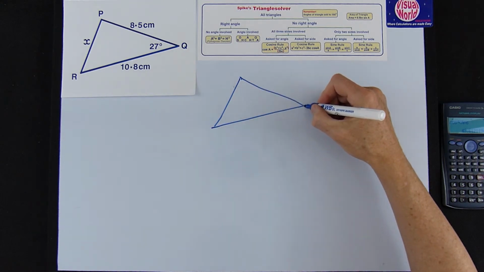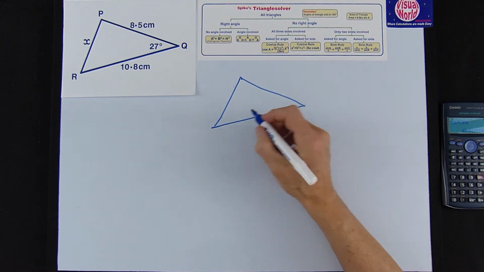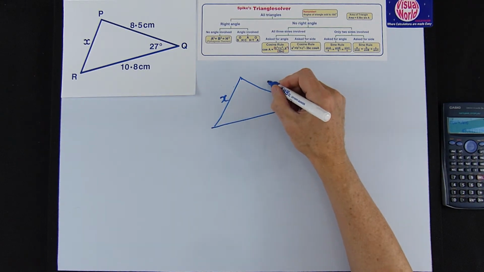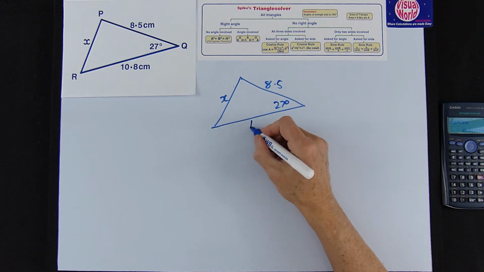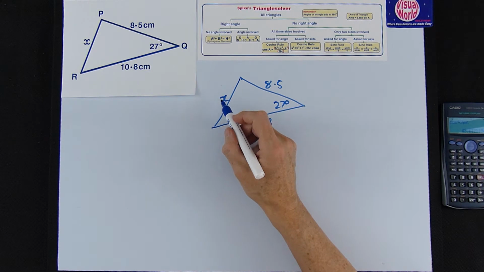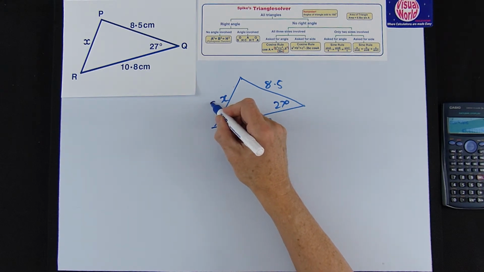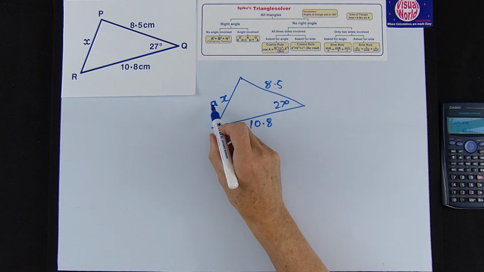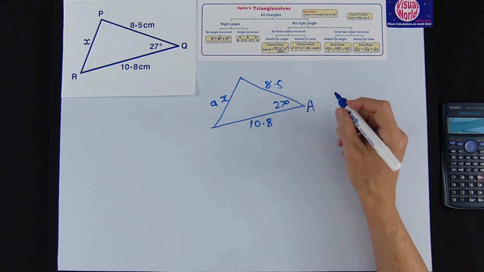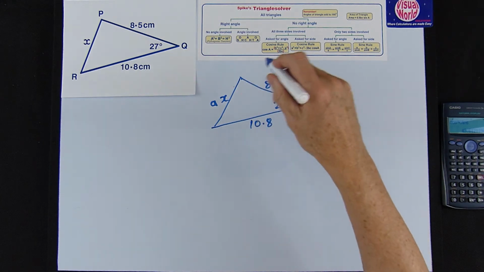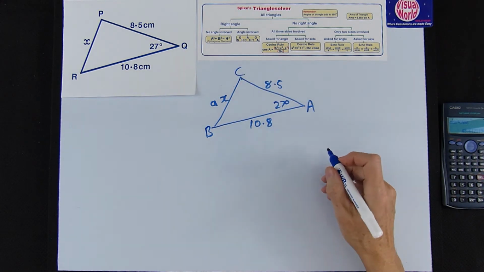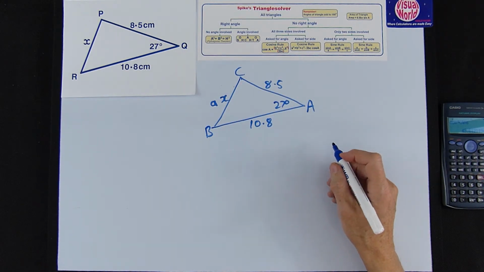Remember, don't mark in the corners as they are there, we're going to put our own in. 27 degrees, 8.5 and 10.8. The one we're looking for, the x, is on that side, so we'll write A on it, which means the capital A is the angle opposite, and start naming from there. Always name from the capital letters clockwise. So we've got B and C. So we're all set to go.